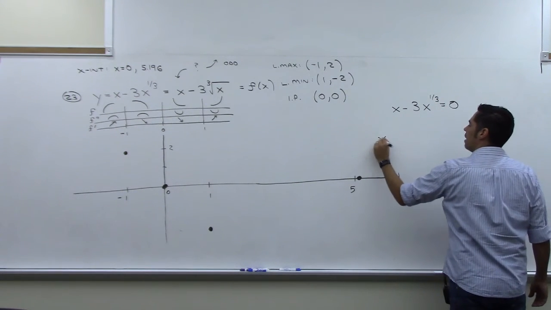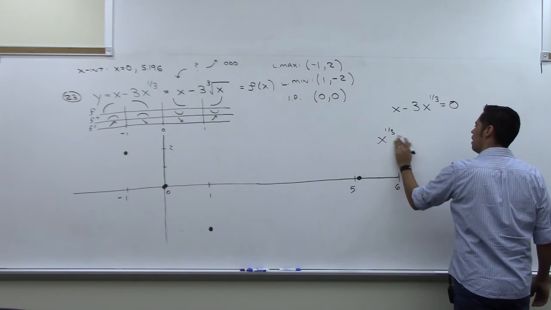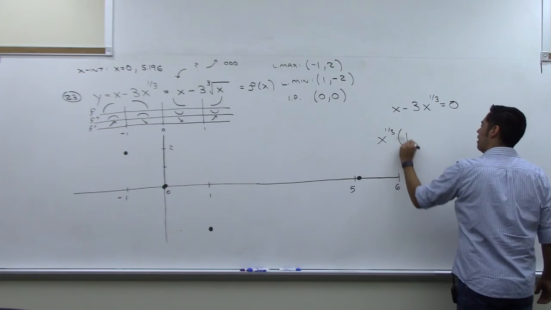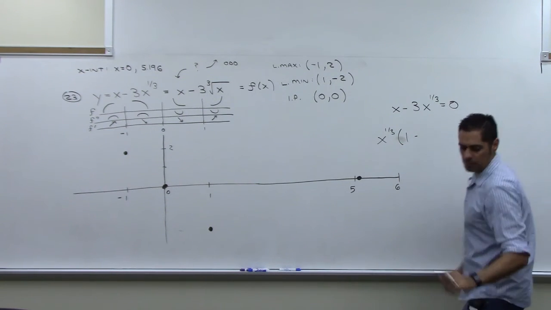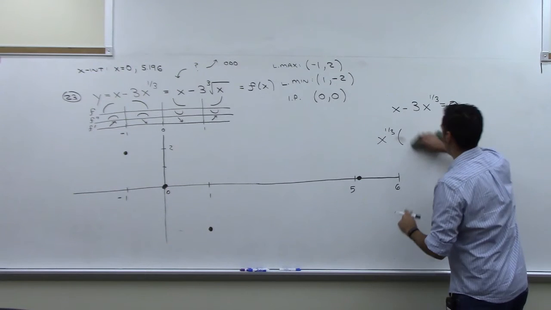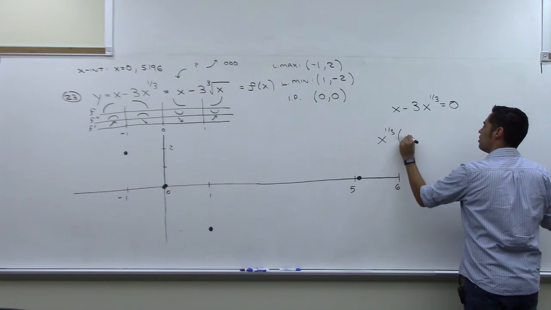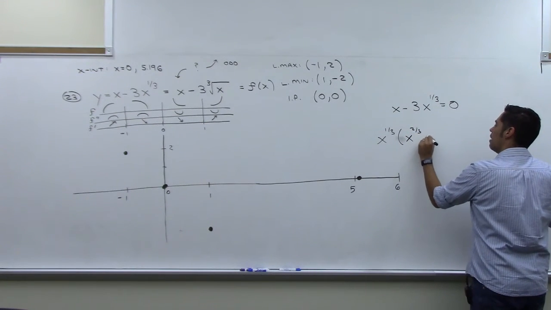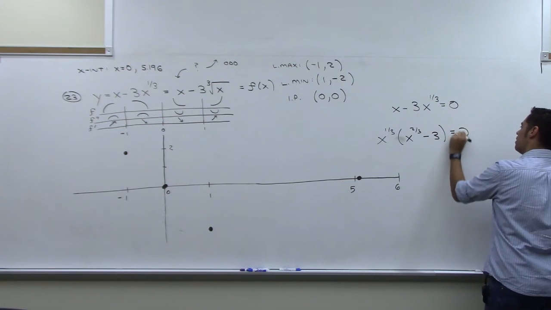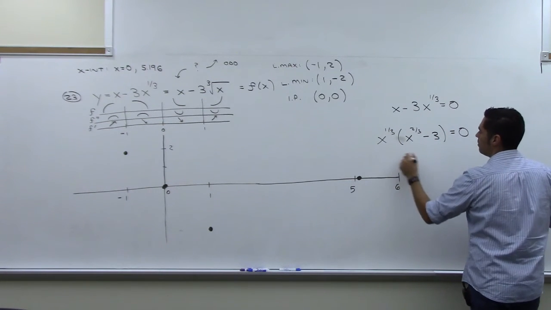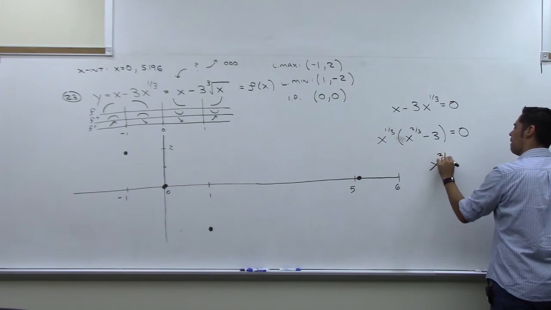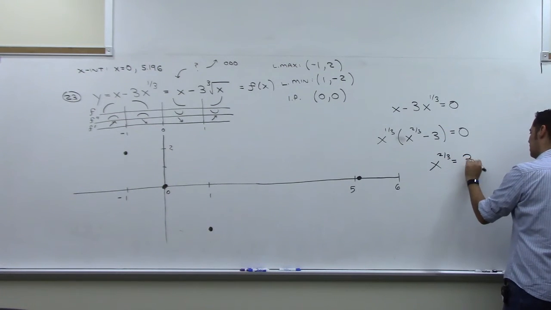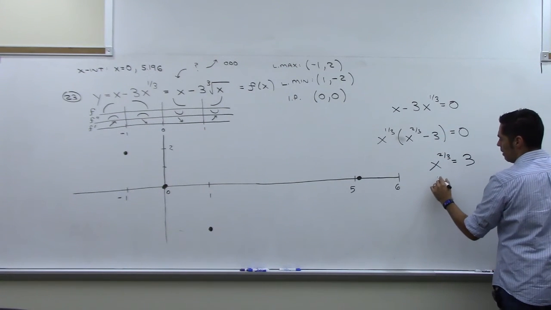Pulled out a 1/3, x to the 1/3. When I did that, I had not 1, geez, Robert. I had x to the 2/3 minus 3 equals 0. We set that to 0, we got 0. When we set this to 0, we had this. It's exactly the same thing I did earlier.